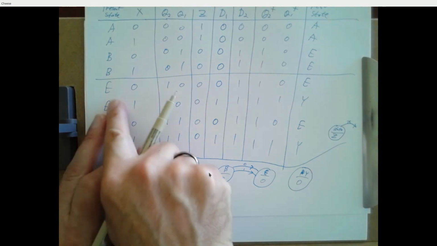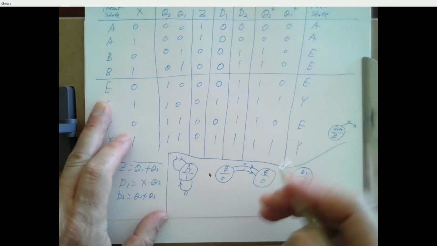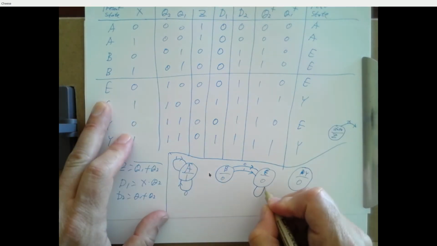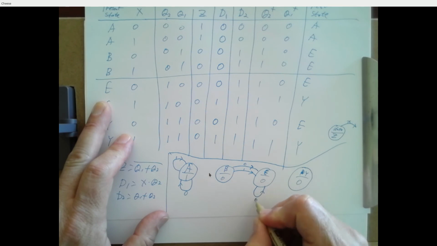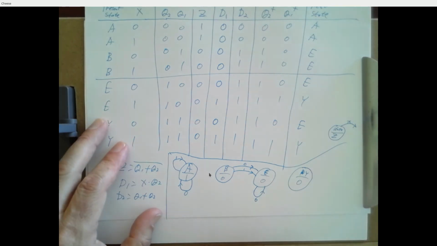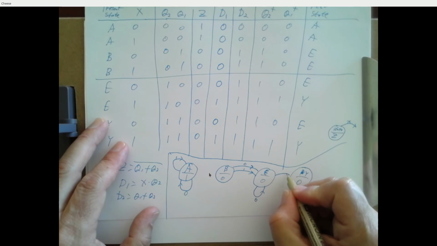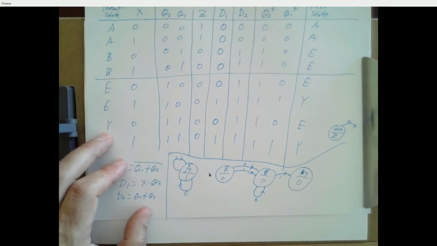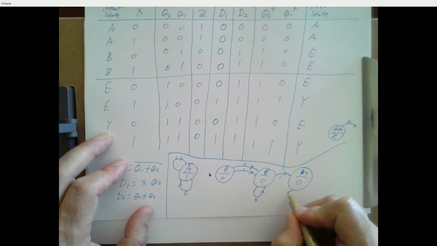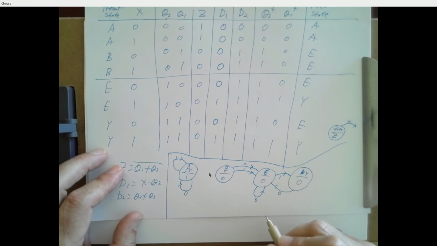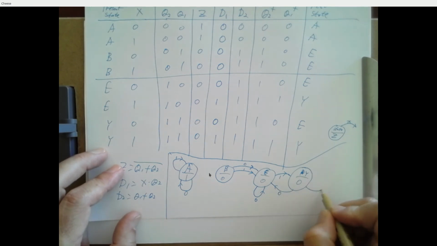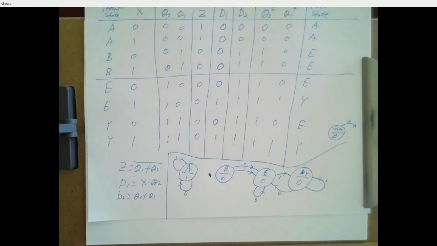All right, so if you're in state E and your input is 0, you're going to stay in state E. What if you're in state E and your input is 1? Go to Y. If you're in state Y and your input is 0, you go to E. And if you're in state Y and your input's 1, stay in state Y. There's your whole transition diagram.